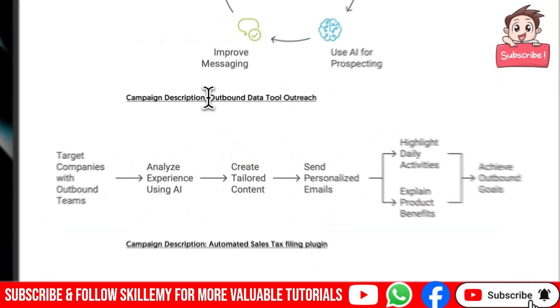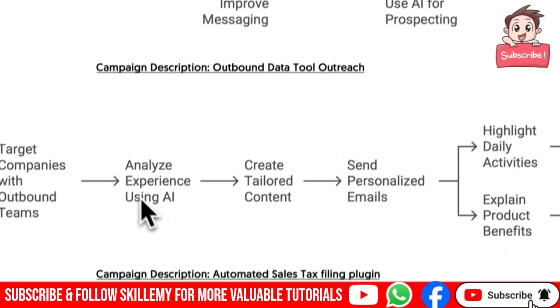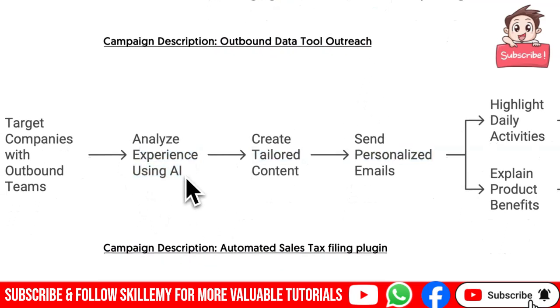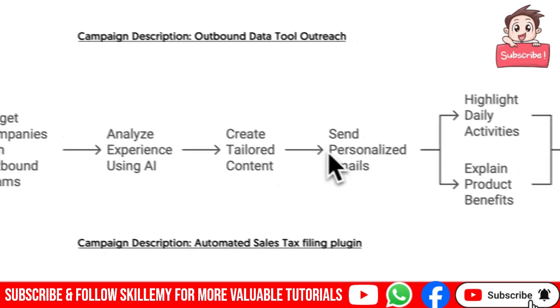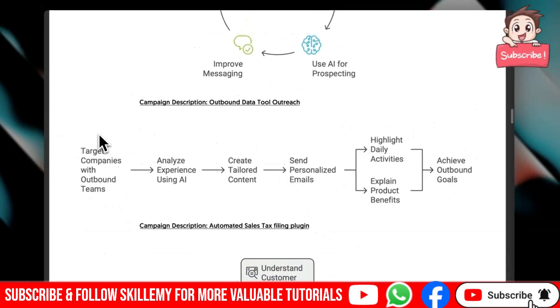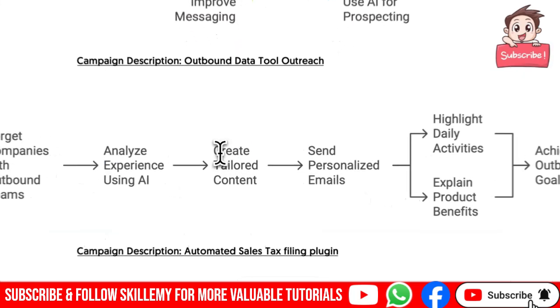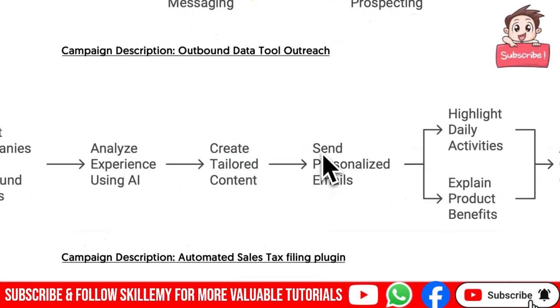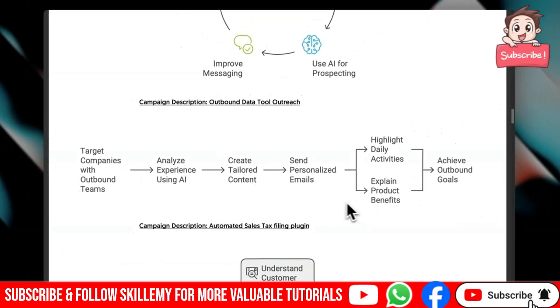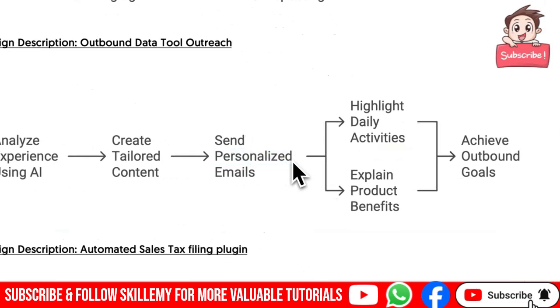Now, let's talk about leveraging AI and data. Many successful campaigns use AI and data scraping to enhance personalization. For instance, the outbound data tool campaign used AI to analyze prospects' experiences and create tailored content. Similarly, the marketing agency community outreach used AI to create custom suggestions and white papers. When using AI, remember to focus on creating value for the recipient, not just on personalization for its own sake.